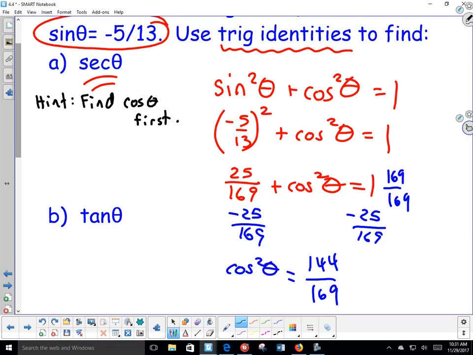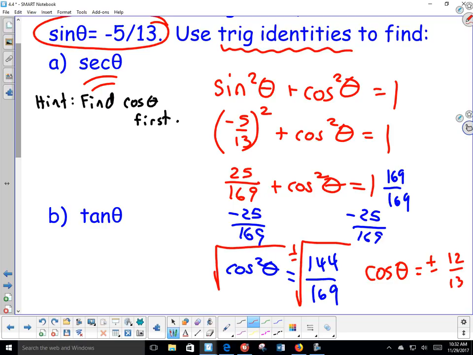Okay, so now what do we have to do? What's our next step? In finding cosine, we need to take the square root of both sides. What do we need to remember when we take the square root? Plus or minus. And so we get cosine of theta equaling plus or minus the square root of 144 over 169, which is 12 over 13.